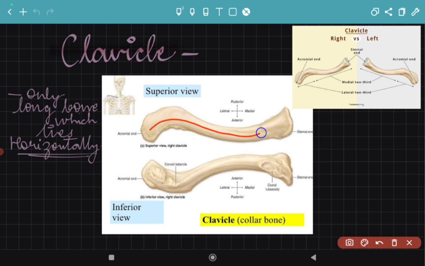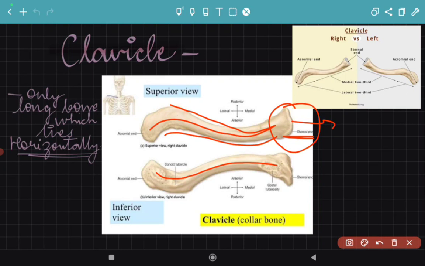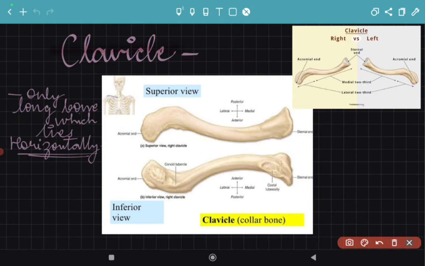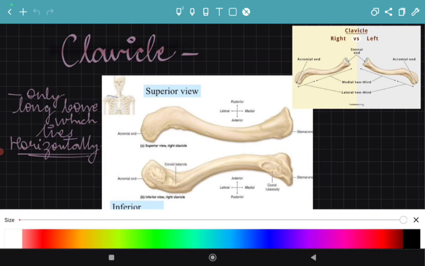Clavicle has superior surface, inferior surface, anterior and posterior border, medial end which is the sternal end as it articulates with the sternum, lateral end which is the acromial end as it articulates with the acromion process of the scapula. It can be divided as medial 2/3 part and lateral 1/3 part.